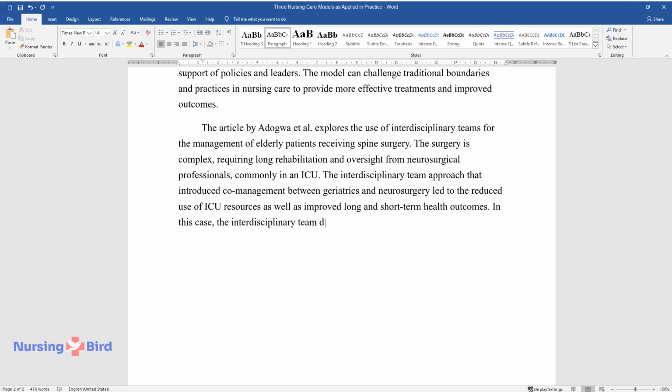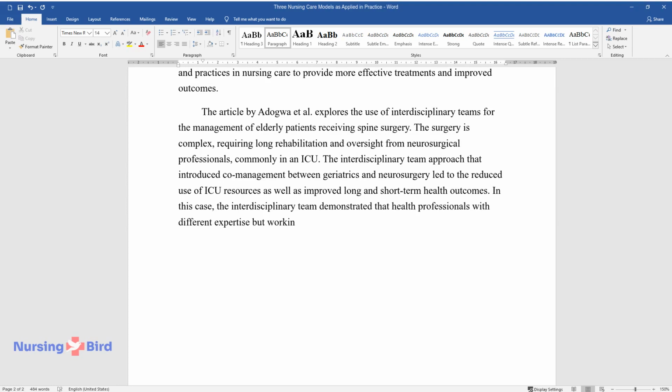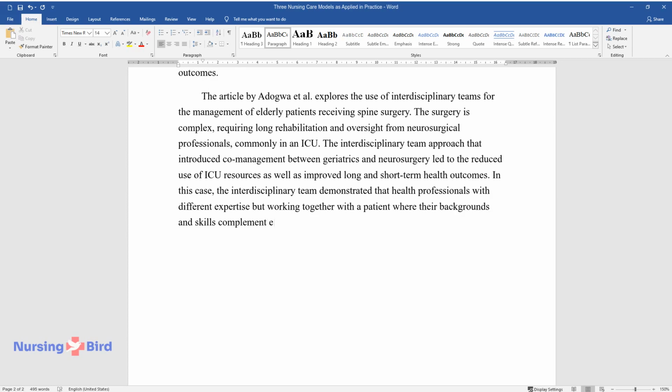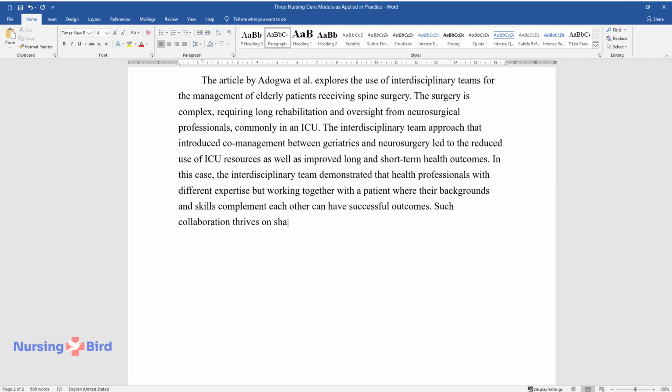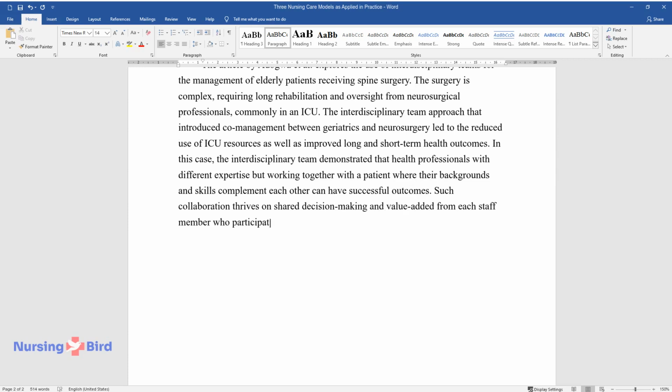In this case, the interdisciplinary team demonstrated that health professionals with different expertise but working together with a patient, where their backgrounds and skills complement each other, can have successful outcomes. Such collaboration thrives on shared decision-making and value added from each staff member who participates in the treatment.